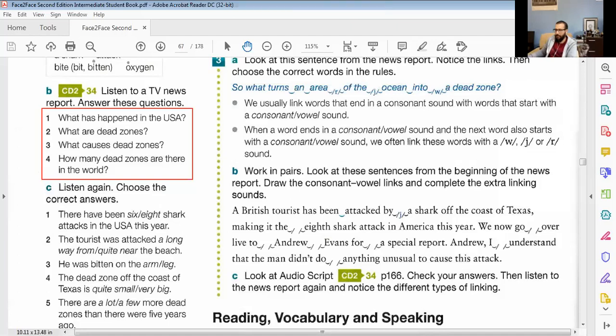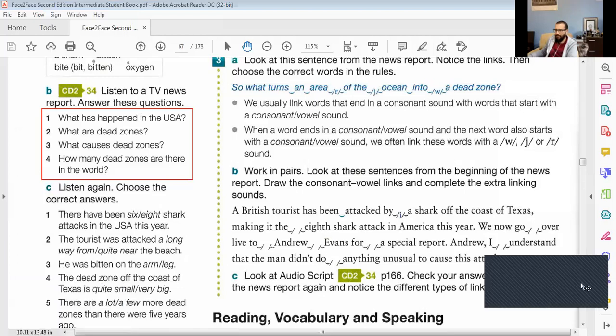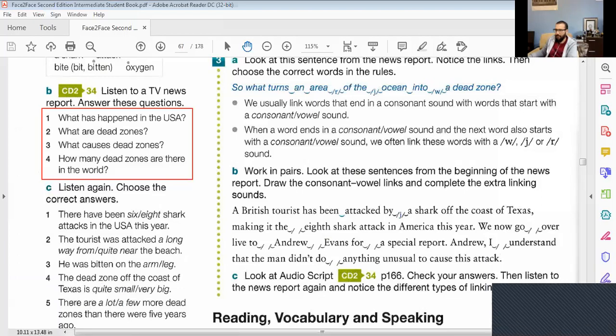Track 34. A British tourist has been attacked by a shark off the coast of Texas, making it the 8th shark attack in America this year. We now go over live to Andrew Evans for a special report. Andrew, I understand that the man didn't do anything unusual to cause this attack. Yes, that's right, Beverly. Mark Skipper, a 49-year-old man from Oxford, was just swimming on his own quite close to the beach when he was attacked. How badly was he hurt? Well, we don't have much information yet, but we know that his leg was bitten quite badly. He was immediately taken to hospital, and we're waiting to hear how he's doing.